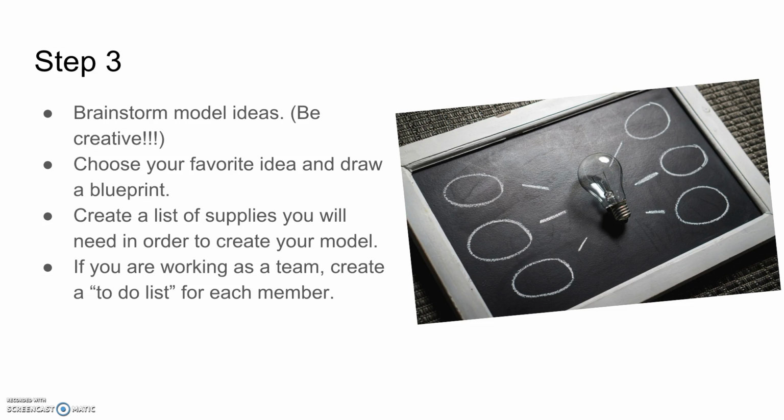Once you've done that, then you need to go through and decide which idea you're going to actually make the model for. And if you're working as a group, you need to remember that you need to come to an agreement, which might mean you might have to vote. Once you've done that, it's time to start drawing a diagram or a blueprint of what your model might look like. And it's okay if your end model doesn't end up being exactly the same, but you need to have something drawn. And then you need to start making a list of supplies you think you might need, so I know what we have and what things you might need to get on your own. And if you're working as a team, you need to come up with a to-do list so that we know what each person in that group is going to be responsible for, because we can't have someone just sitting there doing nothing.